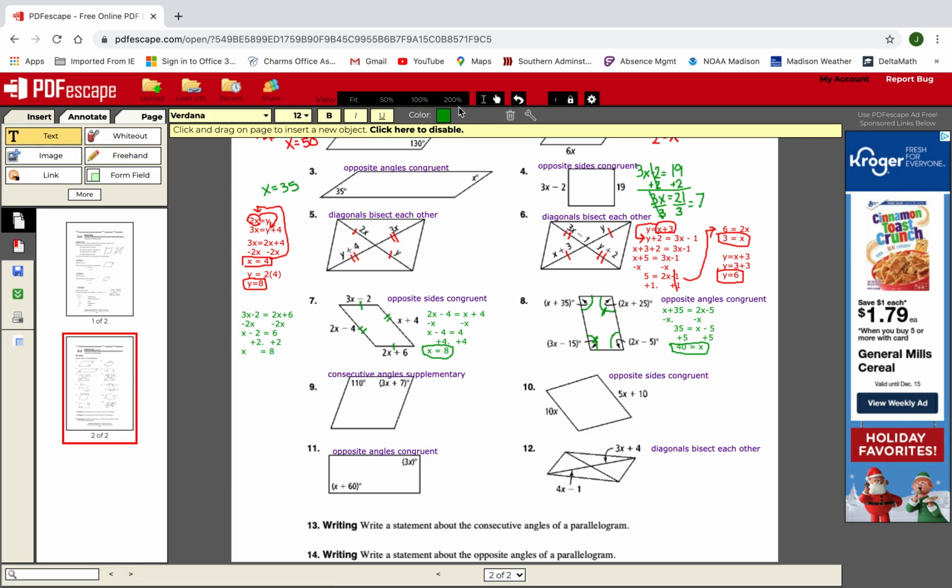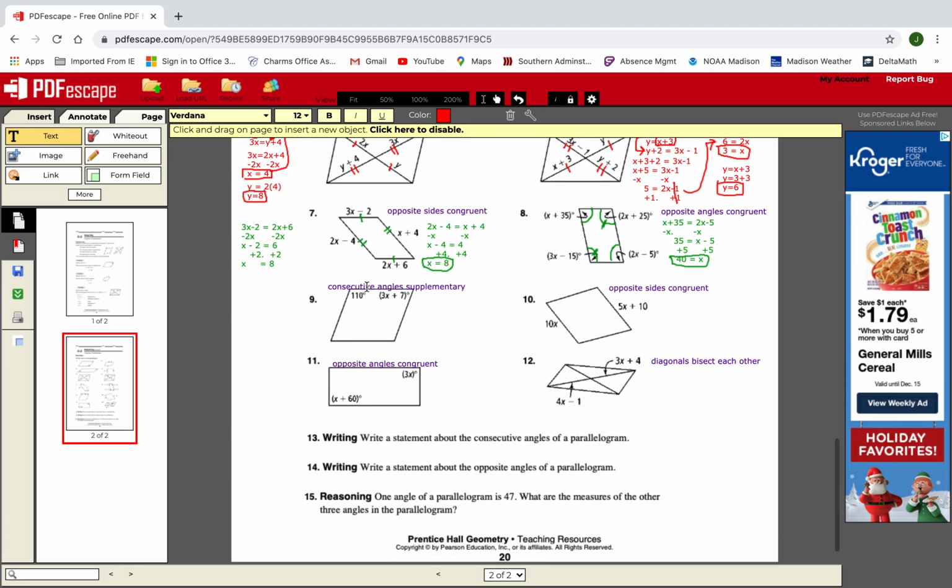I think we're back on red, right? Red, yes. Okay, we have consecutive angles supplementary here, which means that these two angles add up to 180. So I'm going to indicate that 110 plus 3x plus 7 equals 180. Okay, so I'm going to group my like terms here. I only have one x term on the left, so 3x, and then 110 plus 7 is 117. I have that equal to 180.